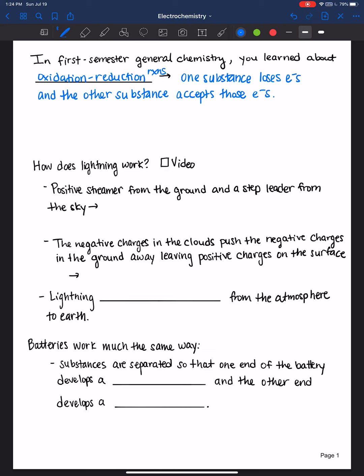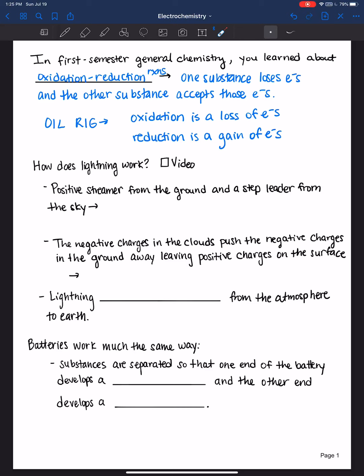And so the mnemonic device that we commonly use is OIL RIG. And that is oxidation is a loss of electrons and reduction is a gain of electrons. So OIL RIG: oxidation is loss of electrons, reduction is gain of electrons.